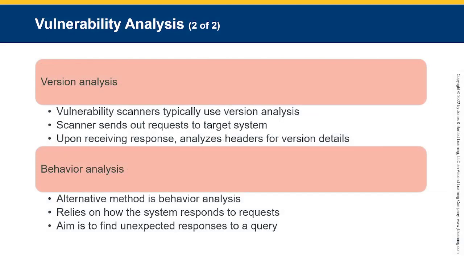You could do a version analysis. Vulnerability scanners typically use version analysis. The scanner sends out a request to the target system, and upon receiving a response, it checks the headers for version details. The other way is behavior analysis. It relies on how the system responds to requests. The aim is to find an unexpected response.